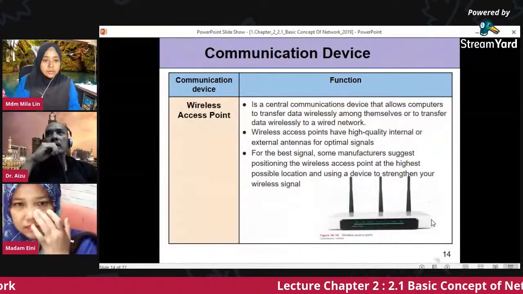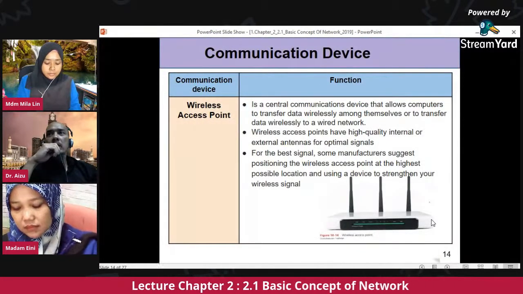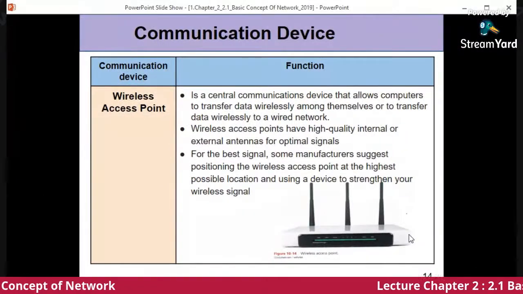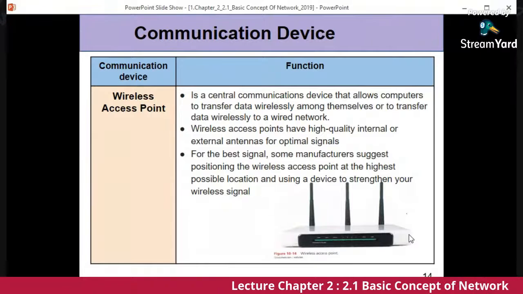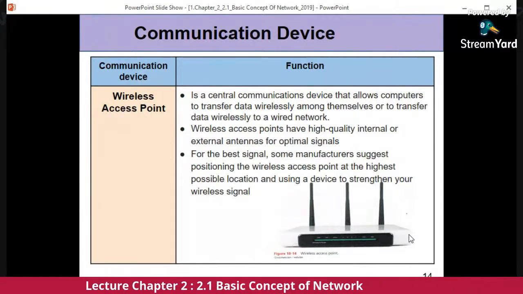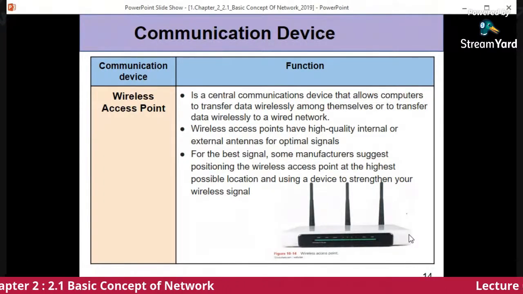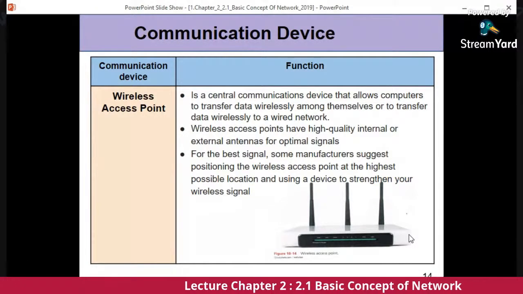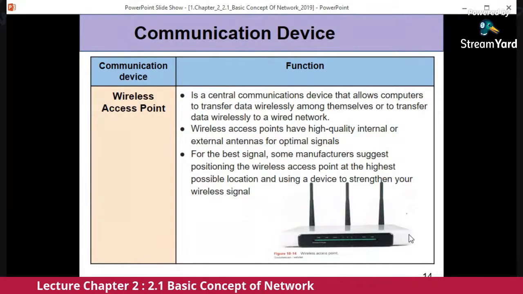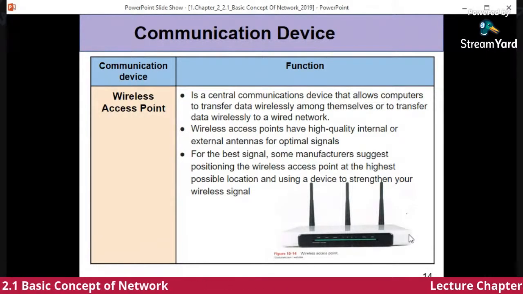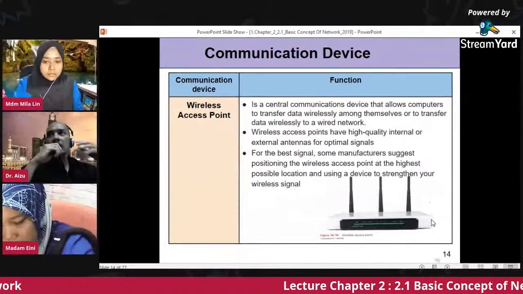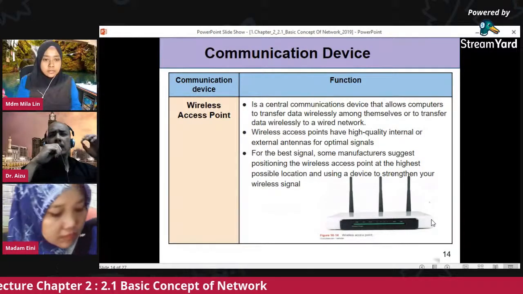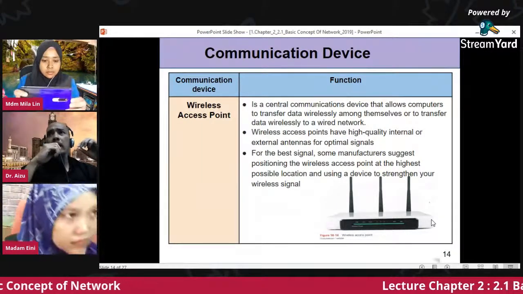The next communication device is wireless access point. It's a central communication device that allows computers to transfer data wirelessly among themselves or to transfer data wirelessly to a wired network. Wireless access points have high quality internal or external antennas for optimal signals. For the best signal, some manufacturers suggest positioning the wireless access point at the highest possible location and using a device to strengthen your wireless signal. So the higher the level where you locate the access point, the greater the coverage.